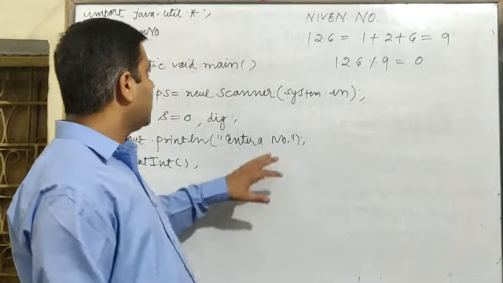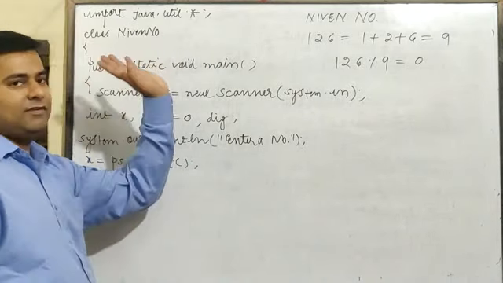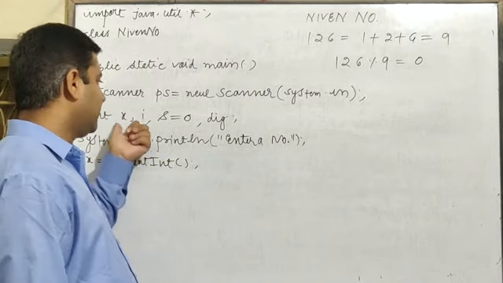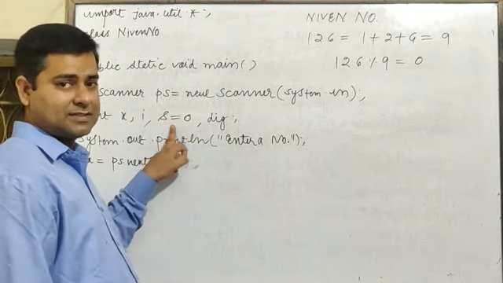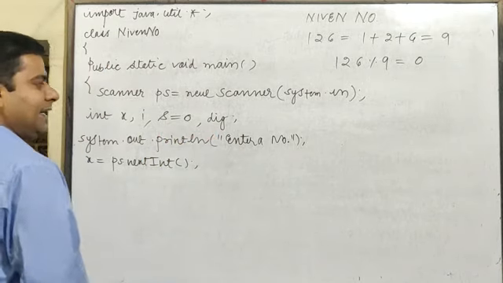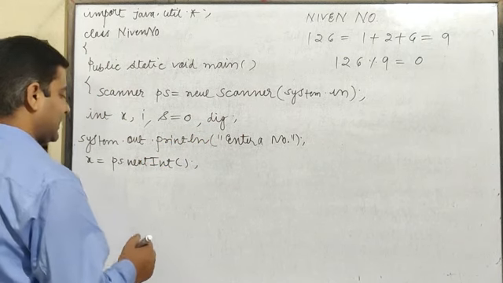Okay. So, first of all, write down the class, Nevin number, public static void main, Scanner. Enter X for the number, I for the loop variable, S to store the sum of digits, and digit will store the digit. So, System.out enter a number, X equals to sc.nextInt.